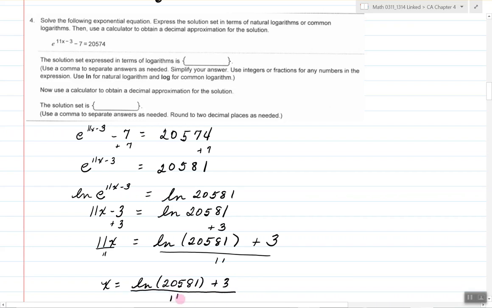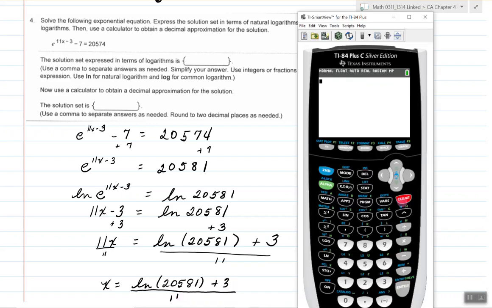Now when I type that into my calculator, I'm going to clear. This entire numerator I'm going to put in parentheses. Natural log 20,581 close, plus 3 close for the whole numerator, and go back and get rid of an extra plus sign. All right, that's the numerator divided by 11.